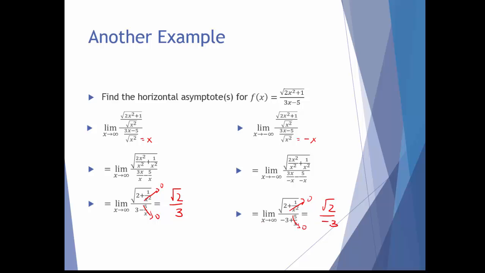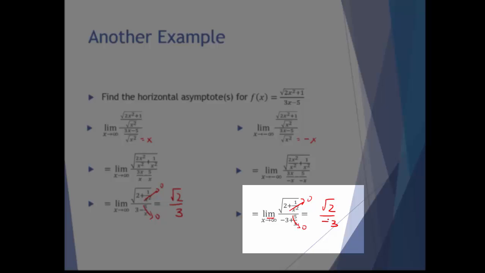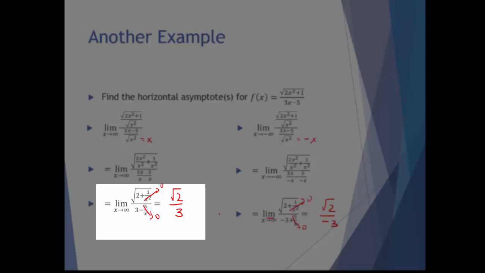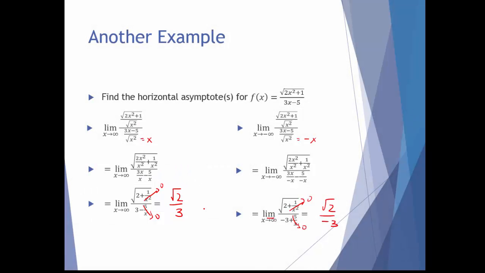So this will be one of those cases where if I look at the horizontal asymptotes for this graph, I have a different horizontal asymptote on the left than I do on the right. On the left, which is where x approaches negative infinity, we know that the horizontal asymptote will be at y equals the square root of 2 divided by negative 3. And on the right, as x approaches positive infinity, the horizontal asymptote will be y equals the square root of 2 over positive 3. Let's take a look at another example.